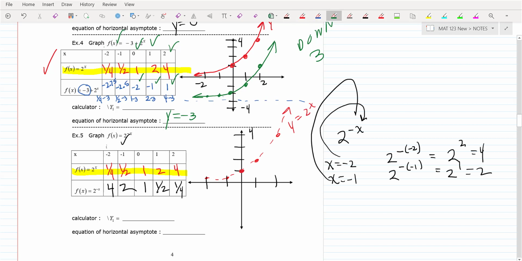So now what happens is we have -2, 4. So you go left 2 up 4. You have -1, 2. You still have 0, 1. And then you have 1, 1/2. Then 2, 1/4, like that. So that graph is going to go like that. Well, what happened? It reflected, but which axis did it reflect over, x or y? Over y, exactly. Okay, so this one is a reflect over the y-axis.